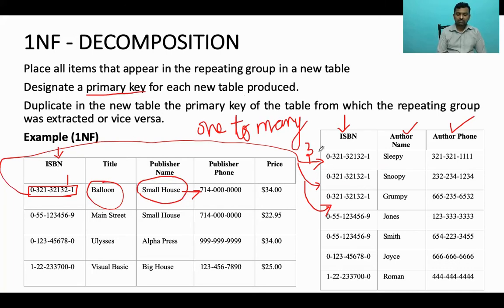This is how I identify it. After identifying it, I divide the table and put author name and phone number separately. If I don't have an ISBN number, then I'll be in trouble because I cannot relate my first table and the second table. Anytime you divide a table into two or three, all these tables must be related to each other. If they are not related to each other, then we cannot say it is a properly normalized table.